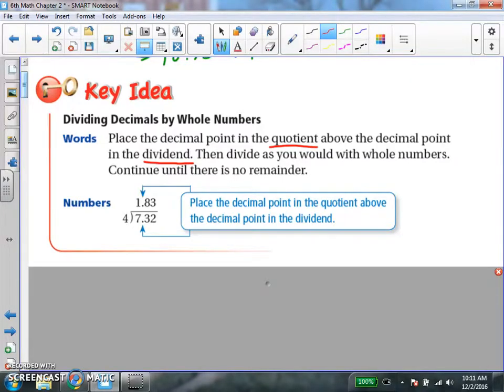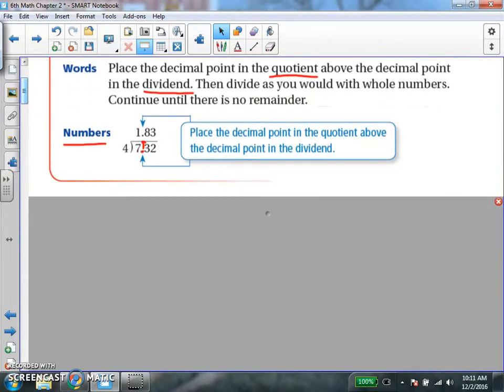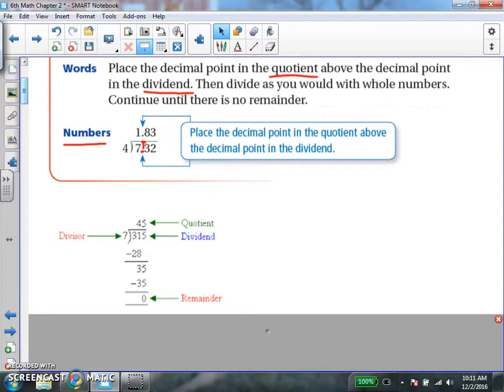In numbers-wise, it says place the decimal point in the quotient above the decimal point in the dividend. So same thing, it just is represented by numbers here instead. You see that wherever the decimal is here, you just bring it straight up in your answer. So not a whole lot with that key idea. Just let me explain those 2 words to you quickly, quotient and dividend. There's a spot in your skeleton notes for this.